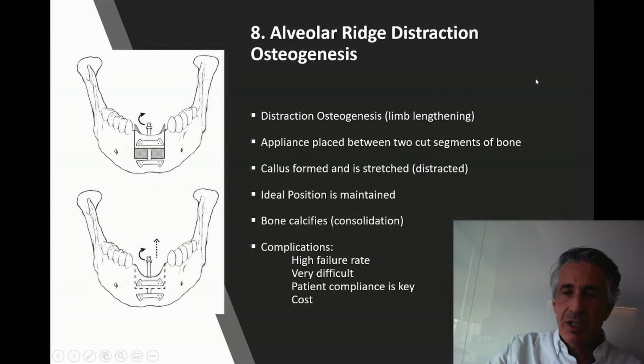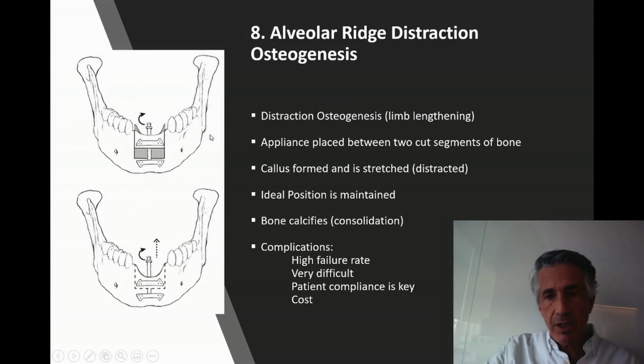Just for historical sake, I was going to touch on alveolar ridge distraction. Distraction osteogenesis, I will be talking to you about that in detail next year, but it's basically a cut in the bone and a purposeful separation of that callus, and that lets the bone lengthen. So it's a limb lengthening procedure.